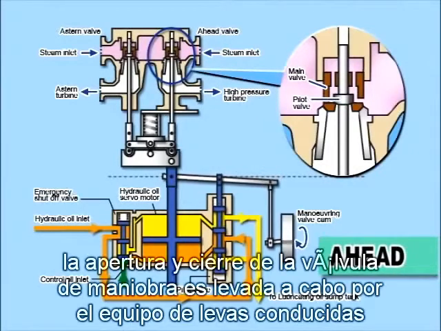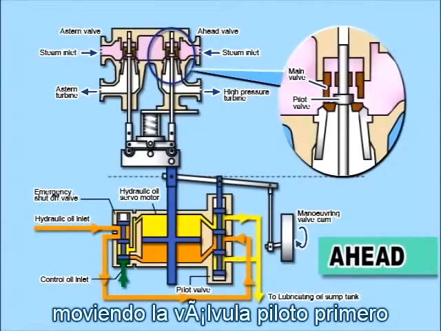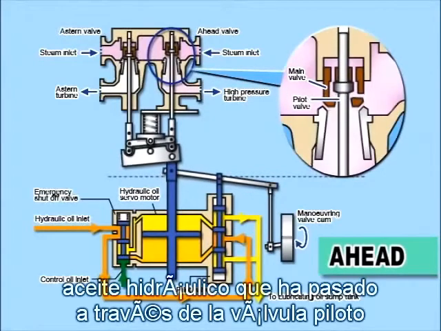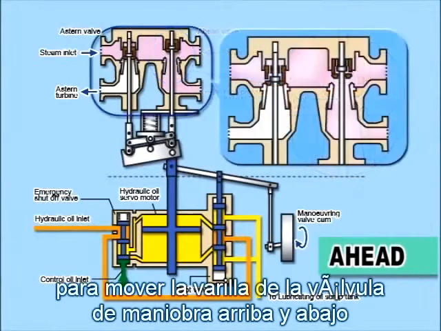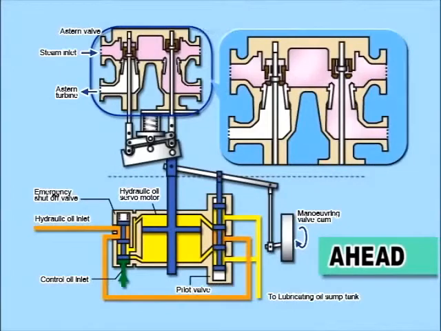Maneuvering valve opening and closing is carried out by a cam-driven device, moving the pilot valve first. Hydraulic oil that has passed through the pilot valve works on the servo piston to move the maneuvering valve rod up and down.